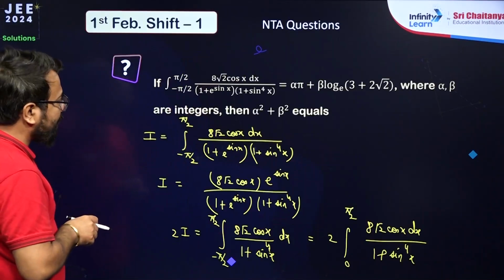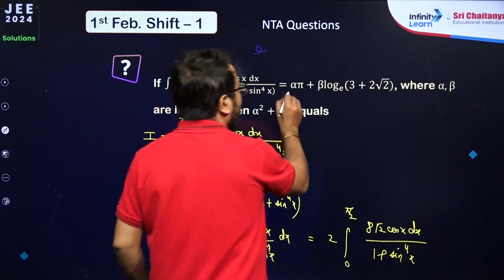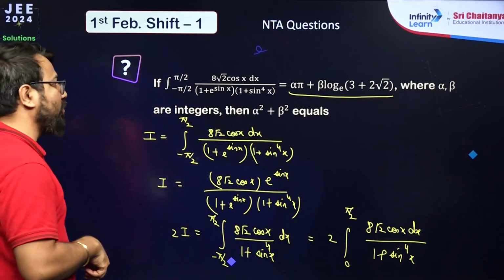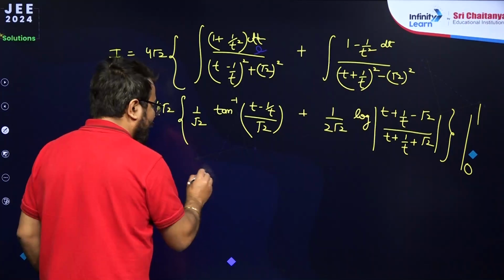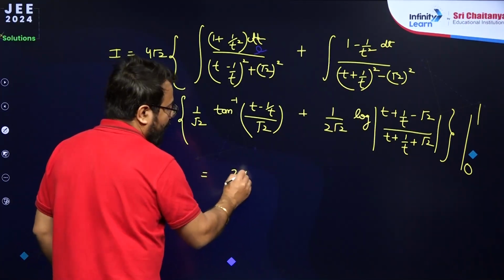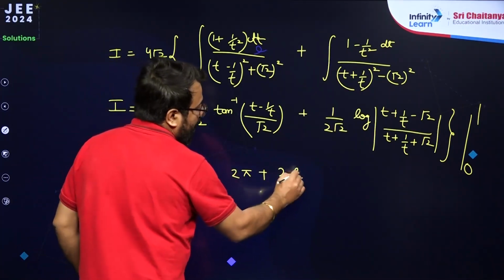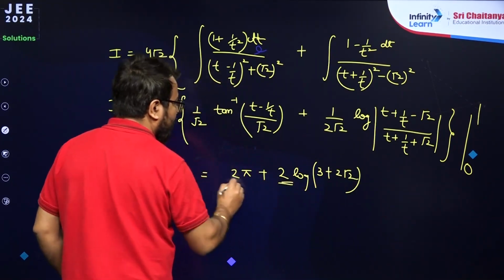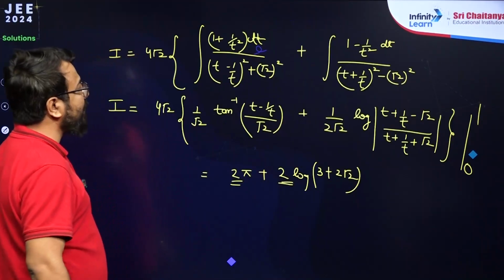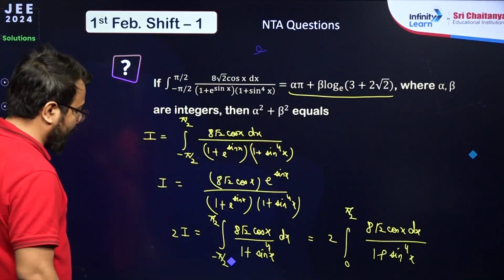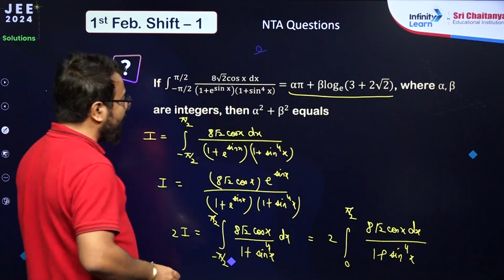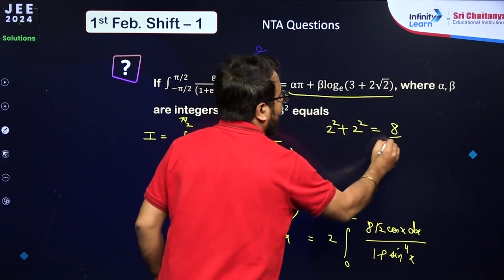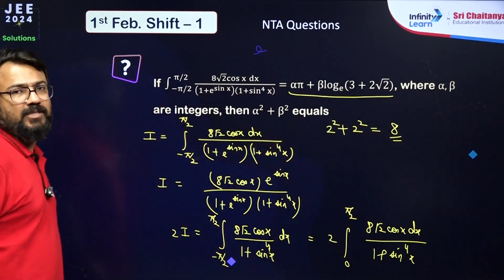So what they have asked in the question is that this expression is alpha pi plus beta log (3 plus 2 root 2). So basically if you try to simplify it, it will be 2 pi plus 2 log (3 plus 2 root 2). So we got to know that this is 2 and this is 2. That means alpha and beta both are 2 over here. Okay, and if alpha and beta both are 2, then 2 square plus 2 square will be 8. 8 is the final answer for this question.